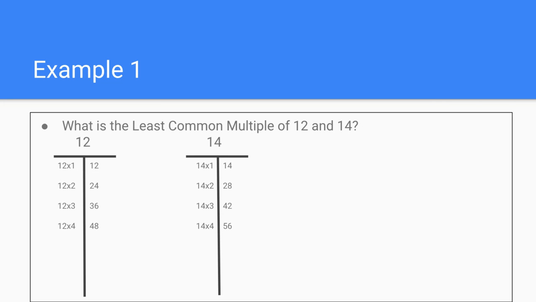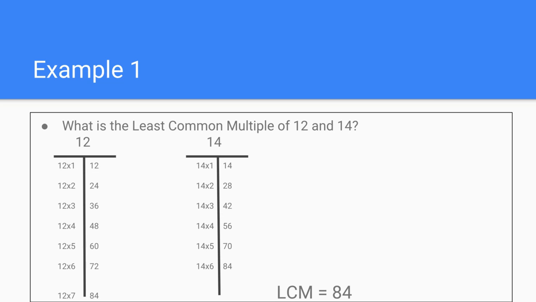If we look, there's nothing in common between both lists yet. So we go to the next one. We have 60 and 70. There's nothing in common. Then we multiply by 6. We get 72 and 84. Still nothing in common. Well, we multiply 12 by 7. We get 84. We just had 84 in the list for 14, and we just had 84 in the list for 12. That's the smallest number that occurred in both lists. So that is the least common multiple of 12 and 14.